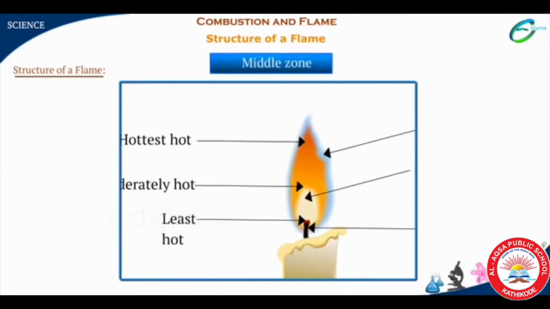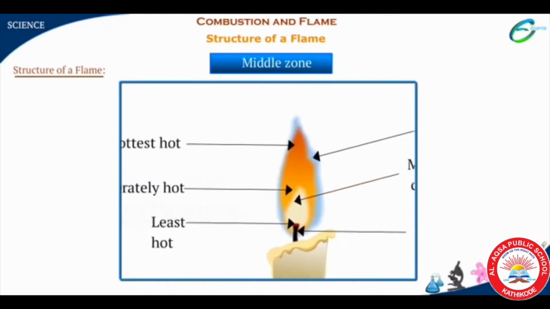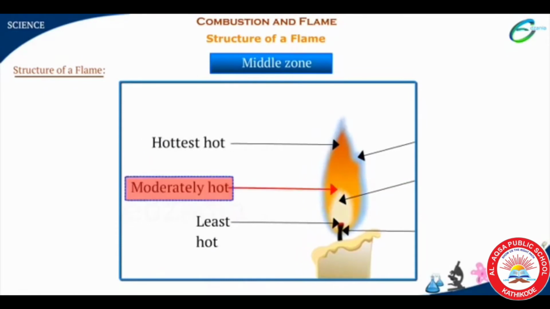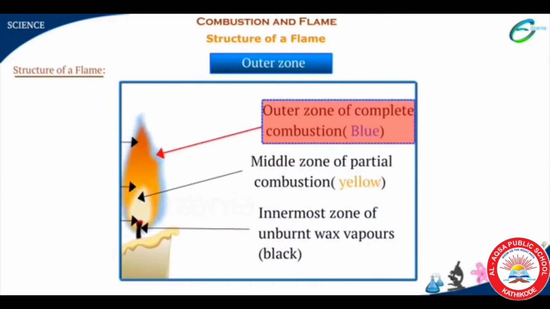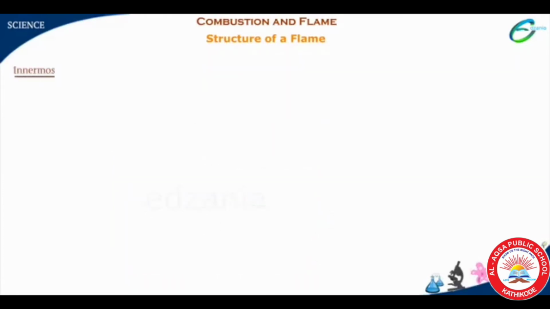But on the other hand, you can see the middle zone of partial combustion, and it is yellow in color. That means here the wax vapors start burning in insufficient oxygen. So it is moderately hot. But the outermost zone is blue in color, that is the outer zone. Here the wax vapors burn completely. So it is the hottest part of the flame.